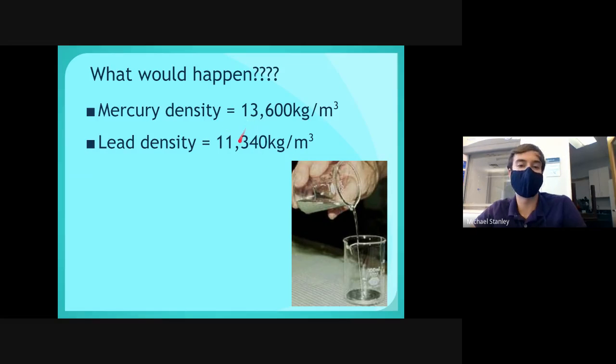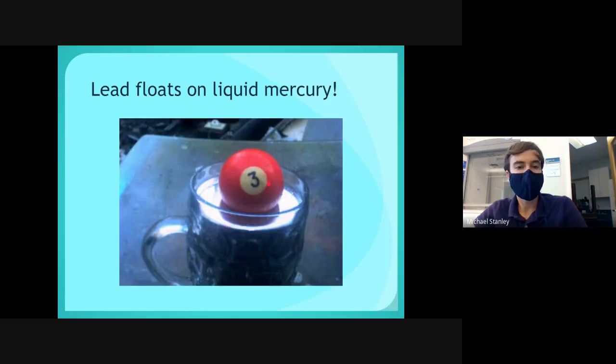And it's all because of these numbers right here. Lead has a lower density than mercury. So even if you have a solid chunk of lead and drop it into liquid mercury, it's still going to float. It's still going to sit on the top of the mercury. The mercury is more dense than the lead, so the lead won't sink down. It'll sit on top of the mercury, even though this one is a solid and this one is a liquid. That doesn't matter as much as the fact that their densities are so different.